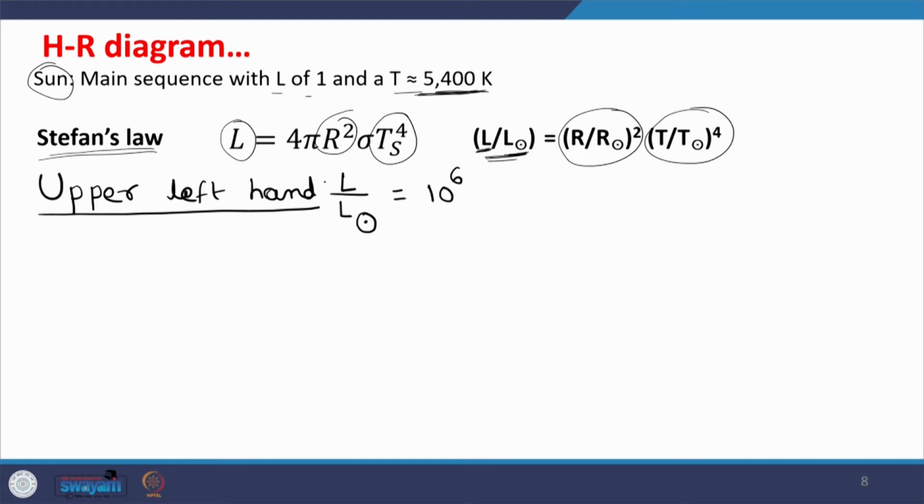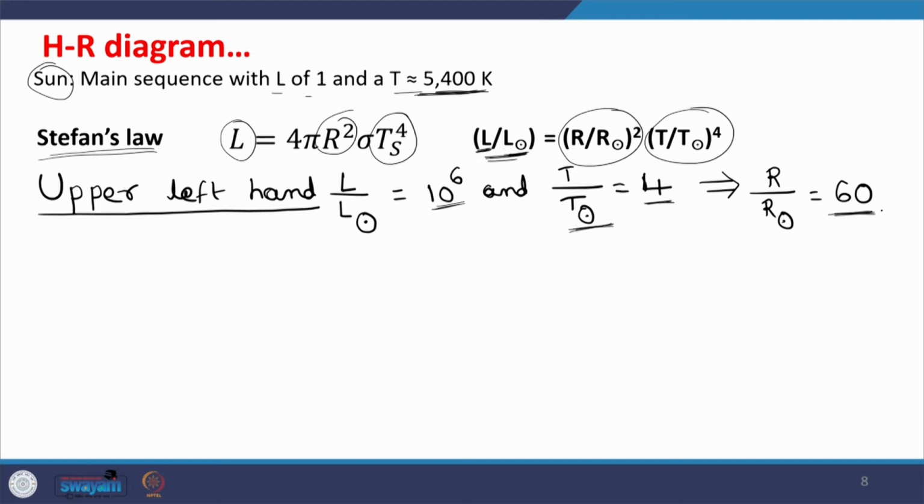In the upper left hand region, L by L naught is 10 to the power of 6. In the table also I have shown you this order of 10 to the power of 6, around 1 million times in terms of luminosity. If L by L sun is 10 to the power of 6 and T by T sun is about 4 for the upper left hand, the size of the star is given by this value. So, one can find out the size of the star if luminosity and temperature are known. That is the beauty of the HR diagram. I found a star, I do not know its radius, I do not know its size, no need to measure the size directly. The HR diagram gives you a direct tool to measure the size of the star.